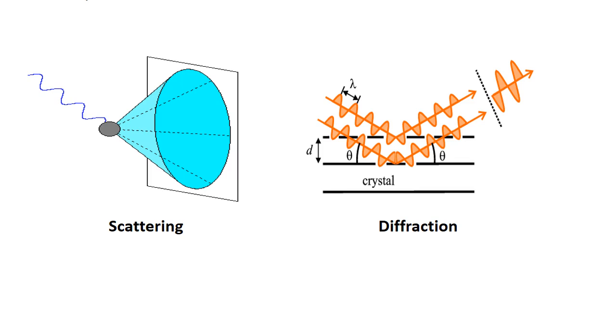The atomic planes of a crystal cause an incident beam of X-rays to interfere with one another as they leave the crystal. This is collectively the diffraction.